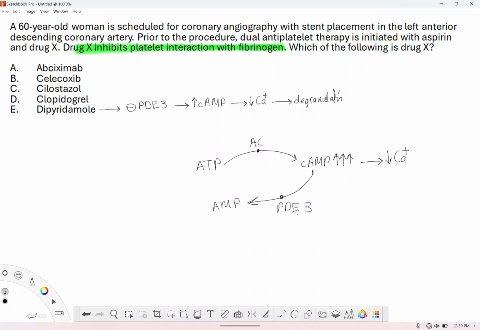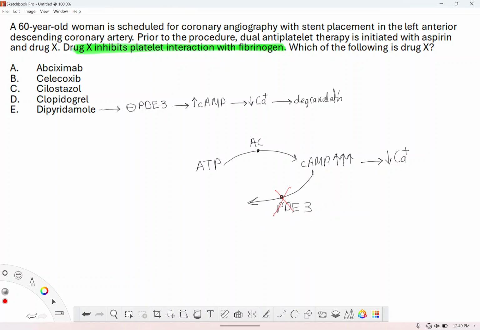Okay, if we block phosphodiesterase, that means we are unable to convert cyclic AMP to AMP, therefore cyclic AMP concentration will stay high. Okay, it will stay high. That's what the mechanism of dipyridamole and cilostazol, both C and E, are.